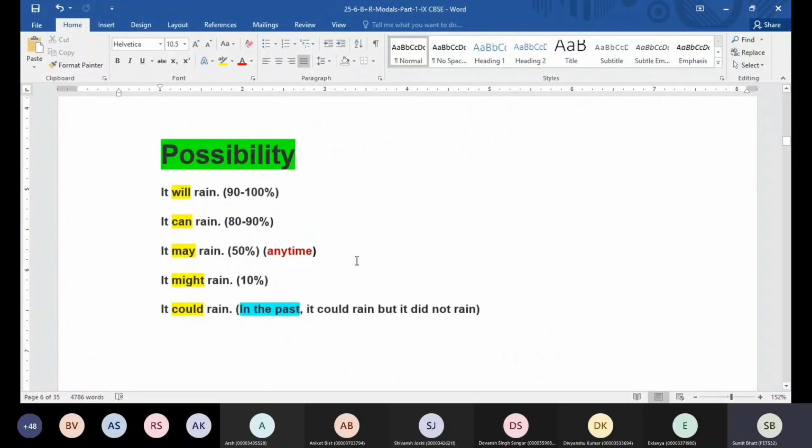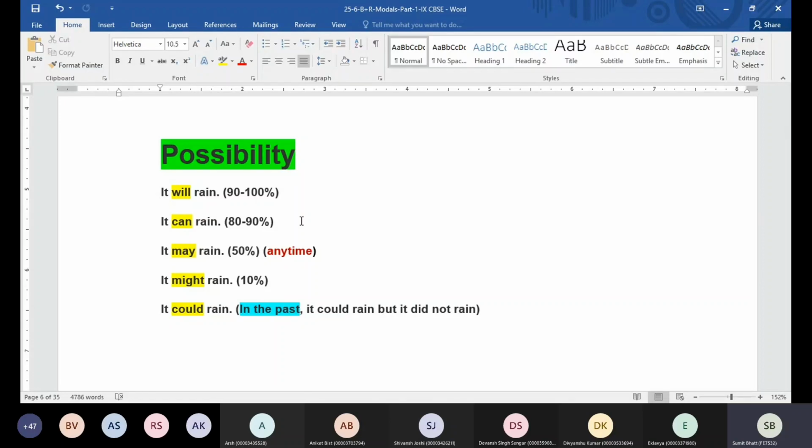Okay, now let's come to the possibilities, guys. When you say possibility, if you are sure about one thing, you have read somewhere in the newspaper, you already have the forecast about the weather today, and looking at the sky you are really sure that it will rain today, it means you are literally giving the guarantee that yes, this thing is going to happen.